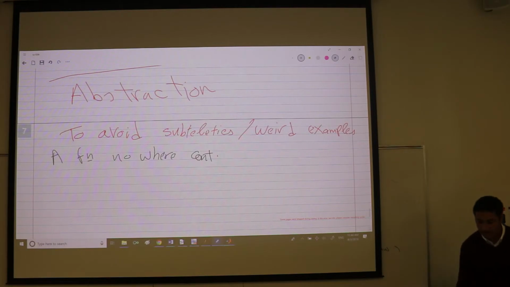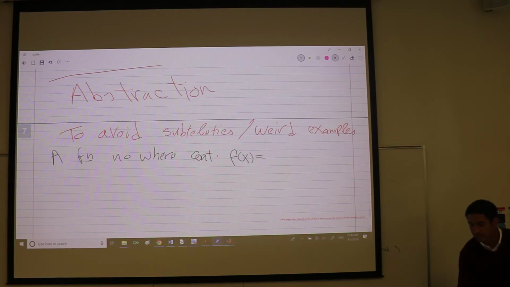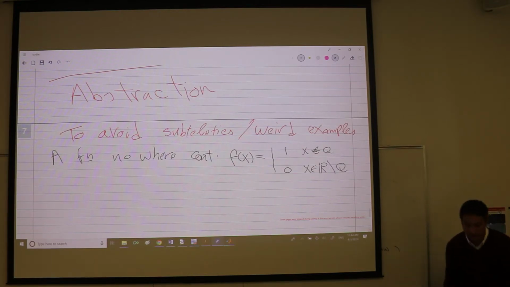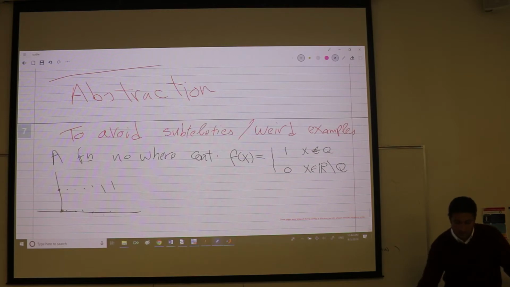This is the function that's nowhere continuous: f of x is 1 if x is in Q, and 0 if x is irrational. Right? So it's like this is 1, then 0, 1, 0, 1, 0, 1, 0, 1, 0, 1, 0.